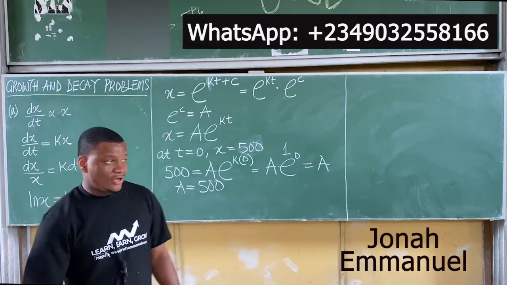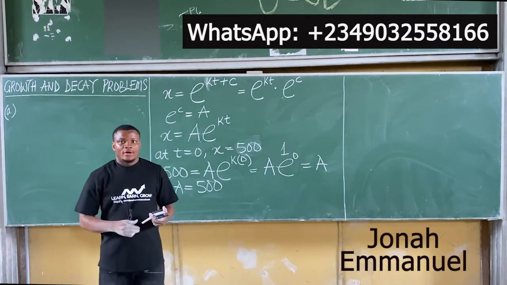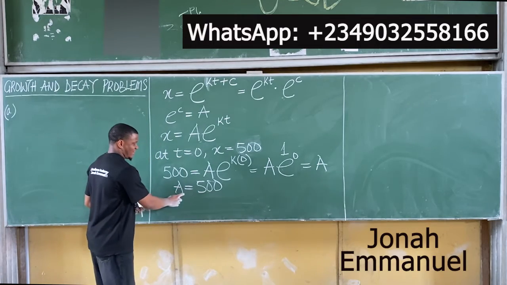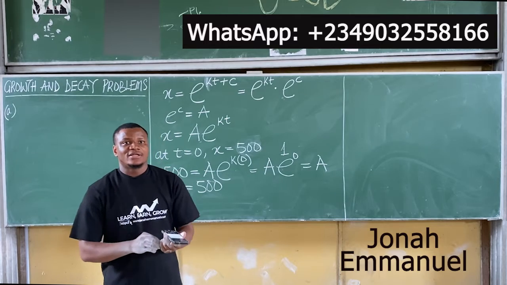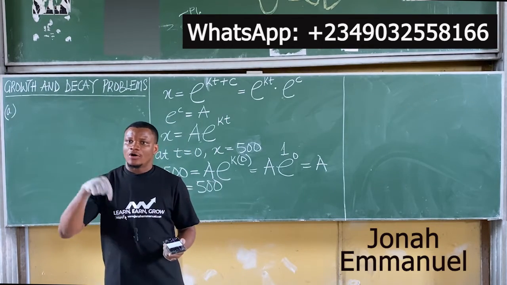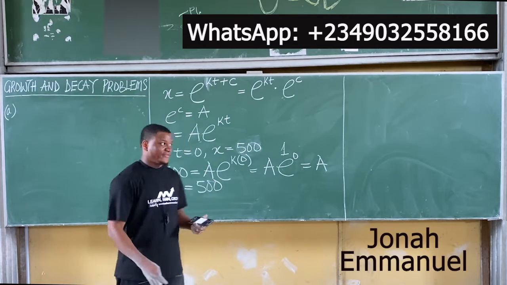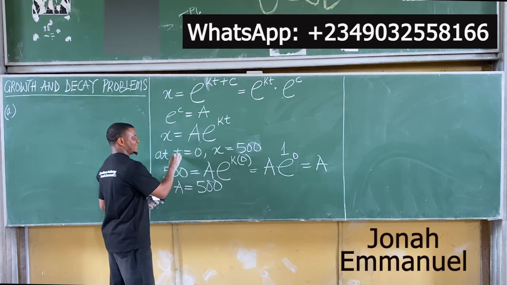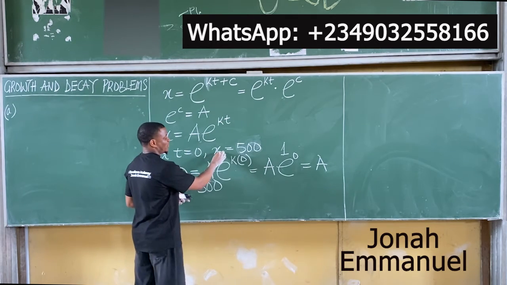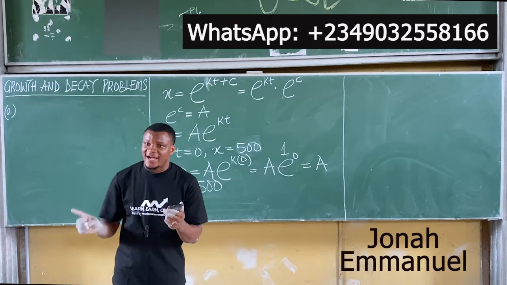They said the values of A and k are got using conditions. With the first condition, I've got the value for A. So with this, we've gotten the value of A as 500. That's why we said the values of A and k are got using conditions in the question. We've used the first condition: initially, t is 0, and the population size was 500.